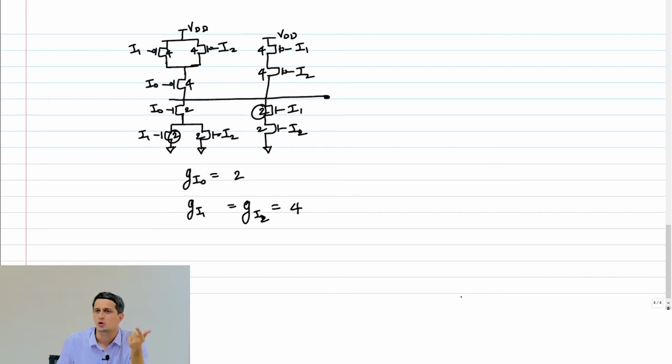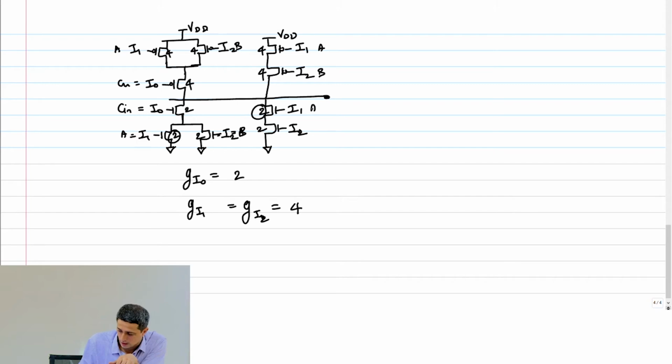C in has to be assigned to I0, right? This has to be C in. This can be A, B, doesn't matter. A, B can be, the order there doesn't matter. And obviously this is A and B, A and B. Note also, we have assigned C in to the transistor that is closest to the output.